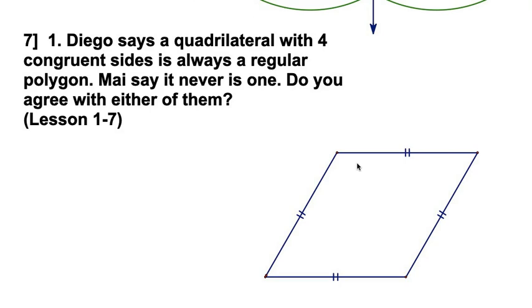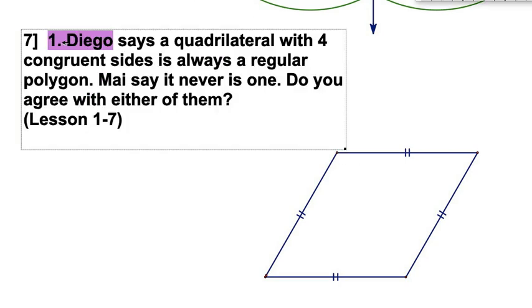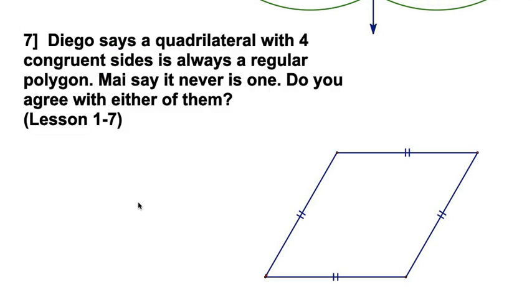Quadrilateral with 4 congruent sides. Diego says this is a quadrilateral with 4 congruent sides, which we all know is a rhombus. So let's write that down because, you know, it's a rhombus. All right. And it says it's always regular. Well, we know what regular is. Regular means equilateral and equiangular. So we know Diego's not right.